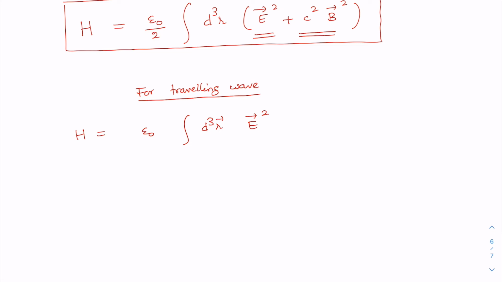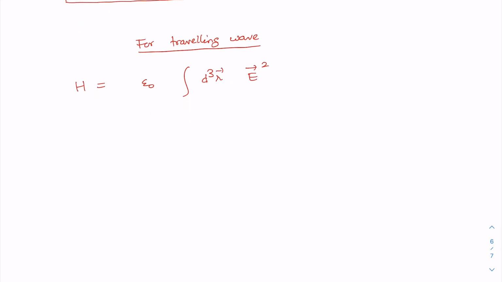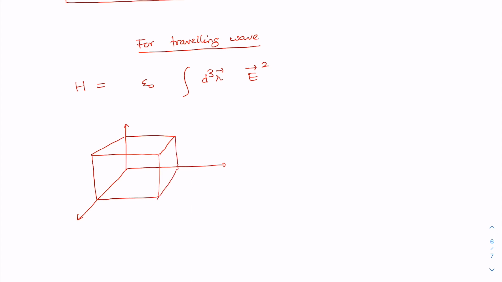To work it out, let me consider a volume element. Say let us consider a cubical box, with each side having length L. Let me first draw it. So we have a cubical box like this. This is the x direction, this is the y direction, and this is the z direction. This is the origin, and each side has length L. And for simplicity, let us consider the electric field to be like this.